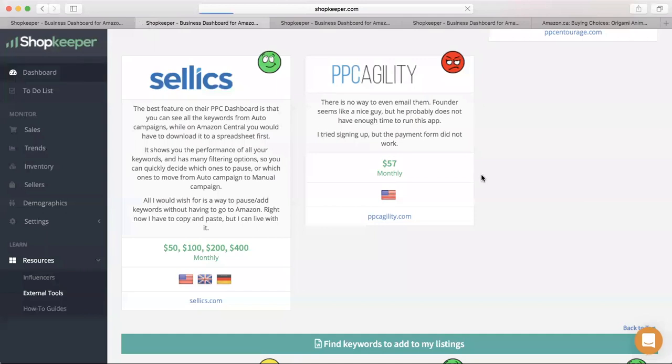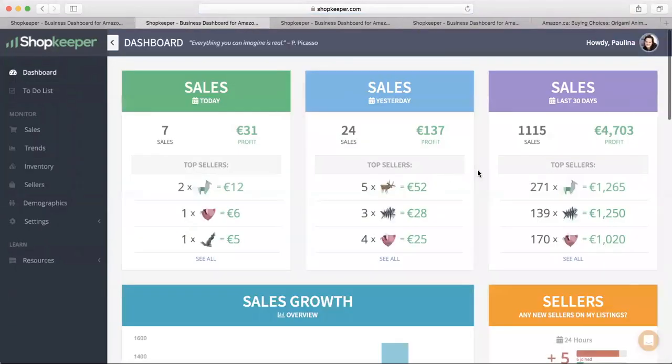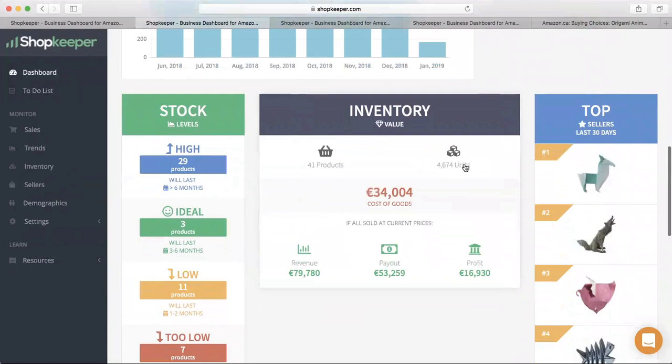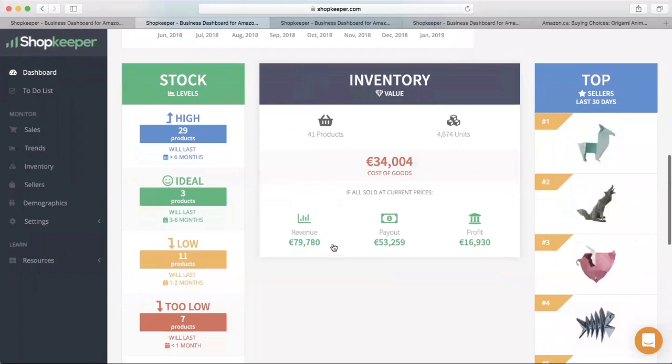On top of that, you will get back some from your inventory, right? This is the widget that you would look at, inventory value. At the moment, you have 41 products in stock, and that's how many units you have there. You spent $34,000 on manufacturing and shipping and so on. If all of these products would sell, that's how much money you would get. So revenue would be about 80,000 euros. Minus all the Amazon fees, you would get a payout of 53,000 euros. So that's not all profit, but that is the real cash that is coming back to your bank account, right?